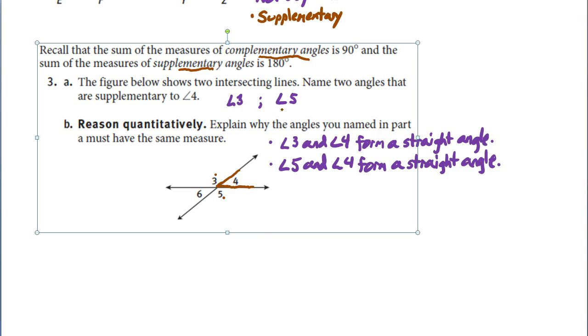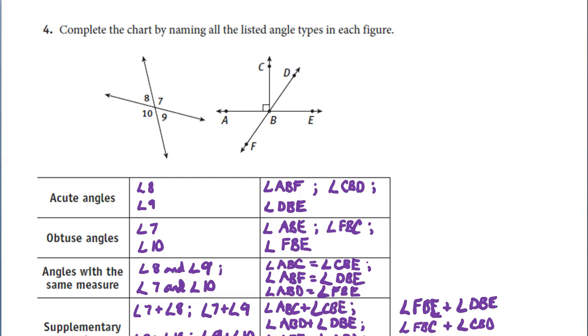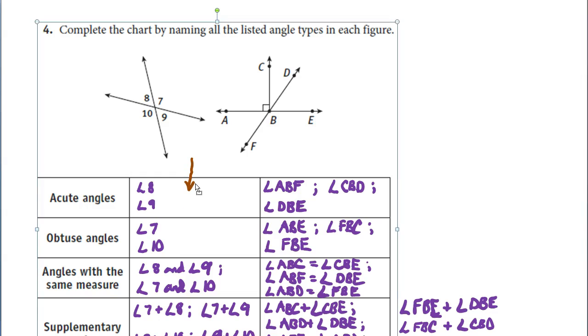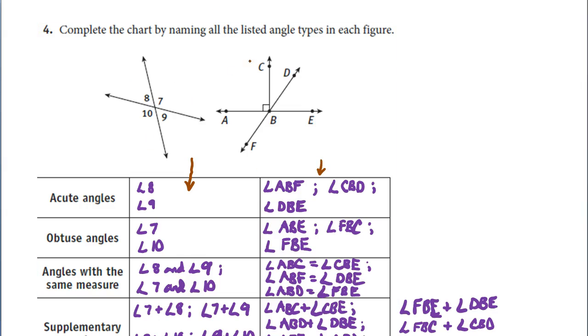So angle 3, angle 5, and then here's the reasoning. Because when you pair them with angle 4, they form a straight angle. That makes them supplementary. The next one, here's a lengthy question. Complete the chart by naming all the listed angle types in each figure. In the first column of the chart, we're looking at this figure. In the second column of the chart, we're looking at this figure.